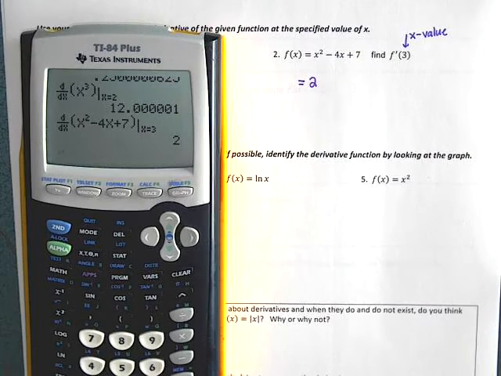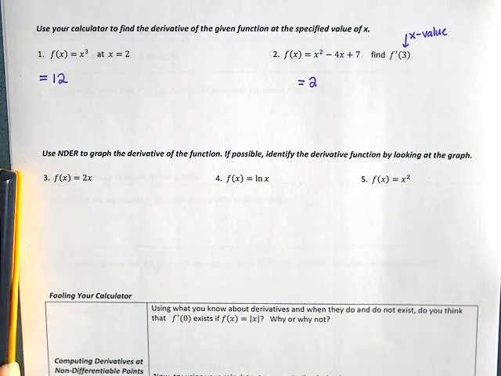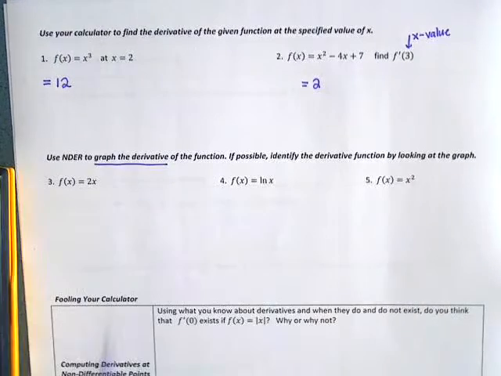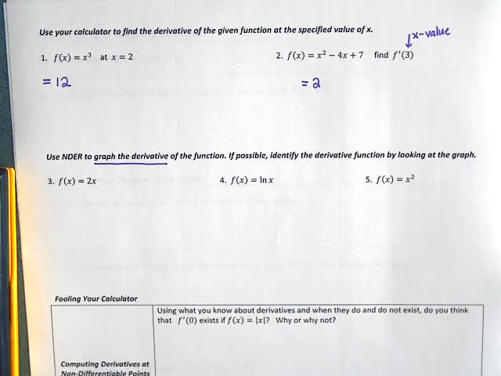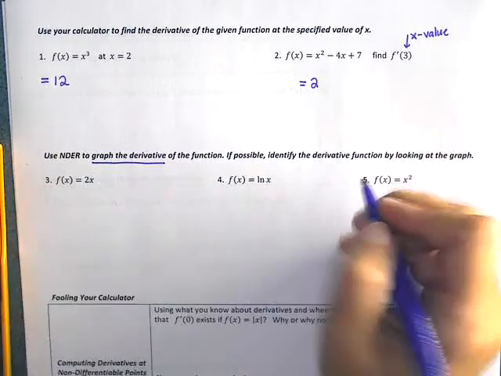Here's another cool thing your calculator can do for you. This whole day is just cool stuff your calculator can do. Use the graph of the derivative. So we can actually tell our calculator to draw us the graph of the derivative function. And then by looking at the graph sometimes we can tell what the derivative should be, like the general function.